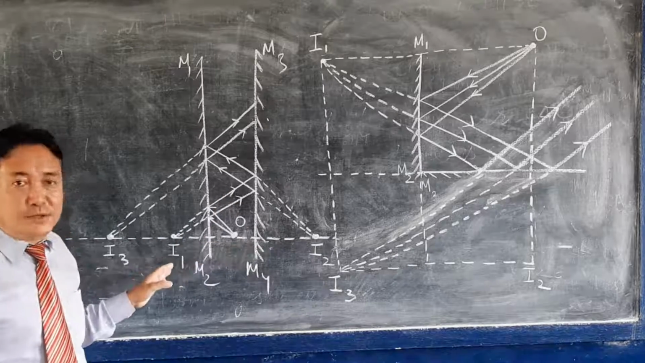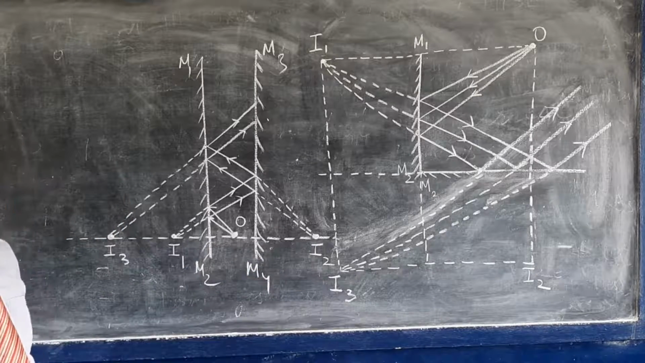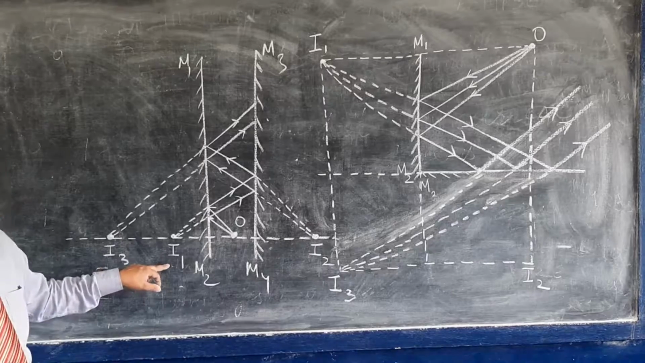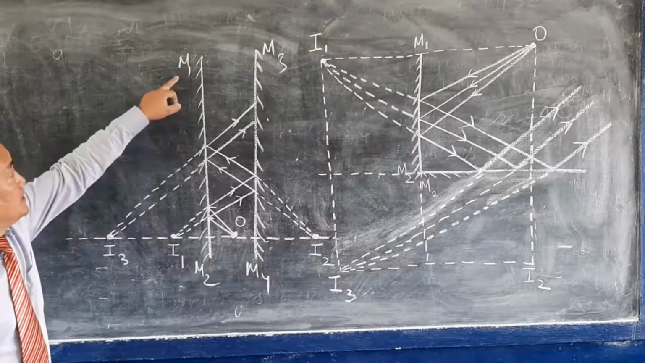The images which you can see here are I3, I1 and I2. These are the three images here. Now the first image, I1, is formed by the direct reflection of the mirrors M1 and M2.